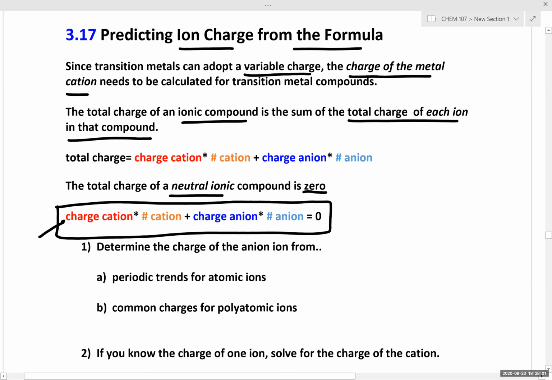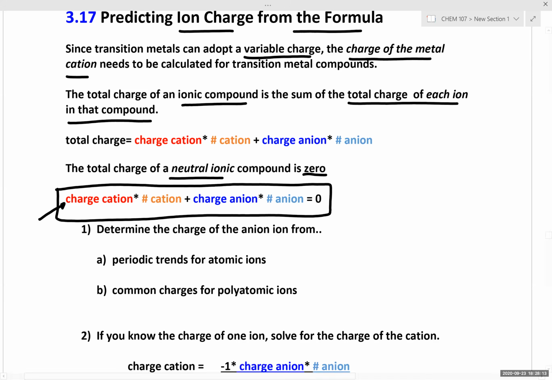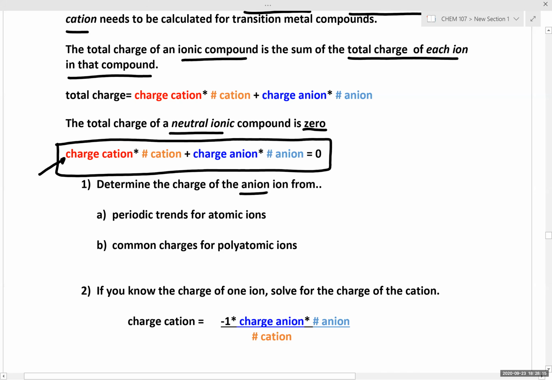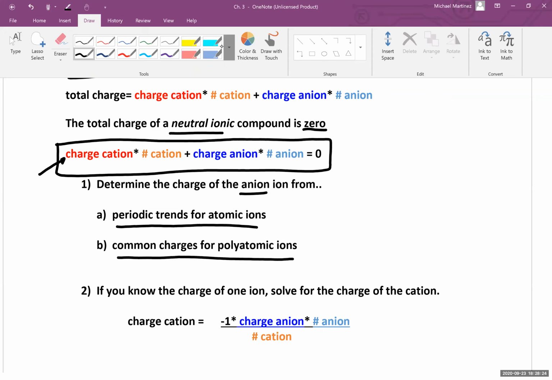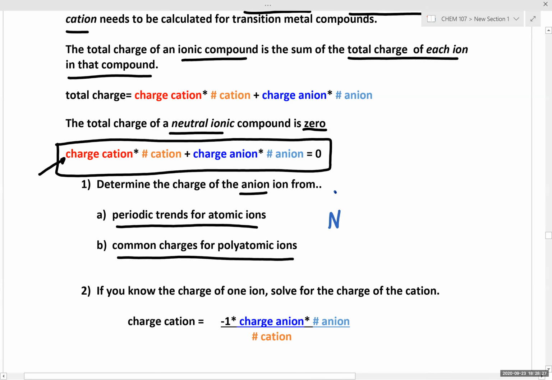So if we want to figure out the charge of our cation, our transition metal, which can have a variable charge depending on the formula, we first need to determine the charge of the anion using periodic trends and the common charges of polyatomic ions. For example, we know that nitrogen as a 5A element adopts a charge of 3 minus because 5 minus 8 is -3. Likewise, if we look up a polyatomic ion like sulfate, we know sulfate has a 2 minus charge.